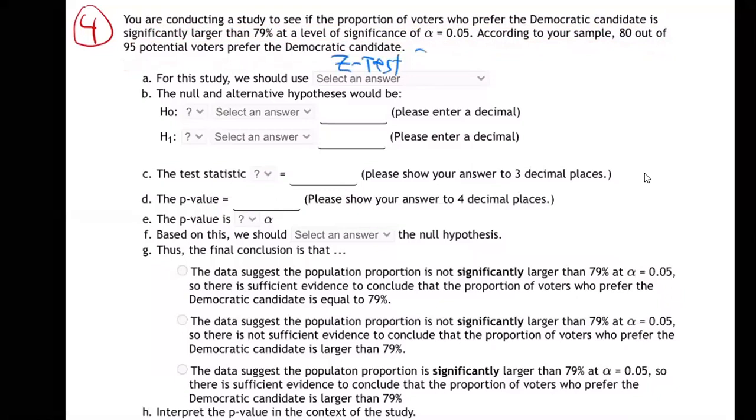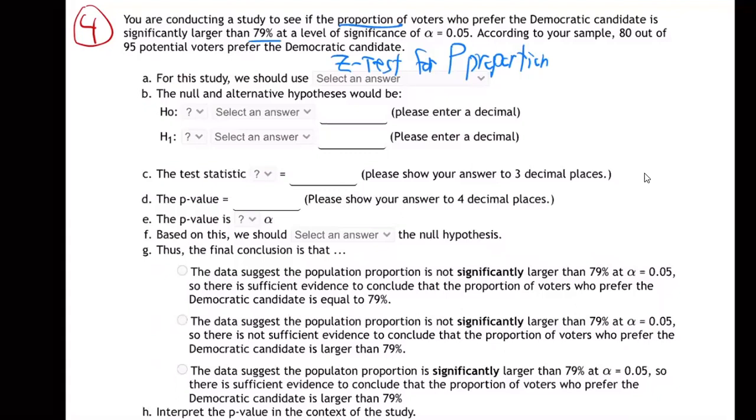a z-test for p proportion. For p proportion, because it says proportion right there. They're given percentages, right? Next, the null.